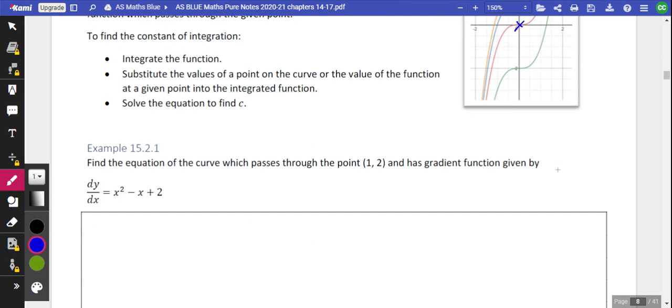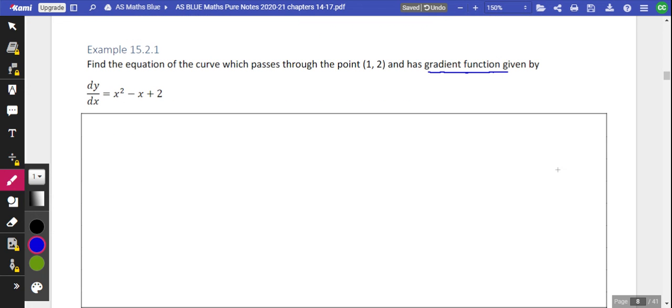In the question, this is where notation is really important. You're recognising that you've got dy by dx, so we have the gradient function. It's been differentiated, so in order to find the equation of the curve, we need to integrate it. Step 1 is integrate. So y is equal to the integral of x squared minus x plus 2 dx. So dy by dx means we've differentiated it.